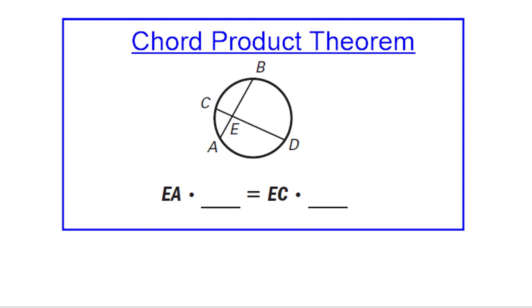Okay, our chord product theorem. EA times EB is equal to EC times ED. So basically, where they intersect, EA times EB is equal to EC times ED.